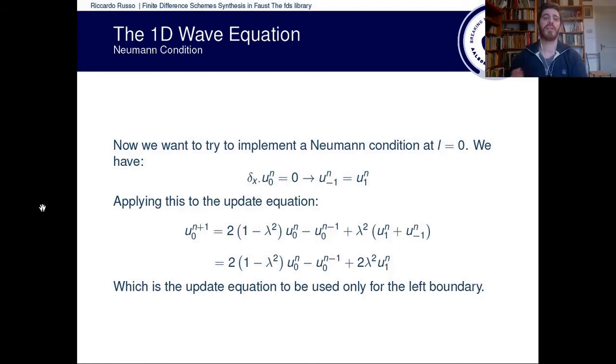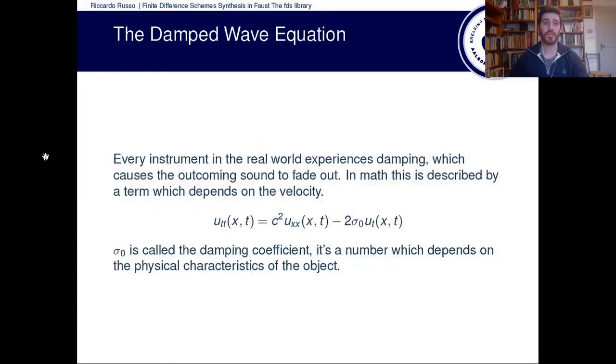So now let's go on and try to implement a Neumann condition at the point L equals 0. We need to solve this little derivative, and if we do that, expanding this operator, this is what we obtain. Then we can apply this to the update equation that we had before, and this is what we obtain. So this is the update equation to be used only when we want to calculate the next state of the point L equals 0.